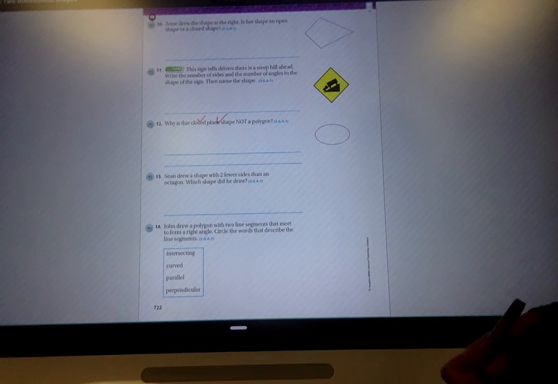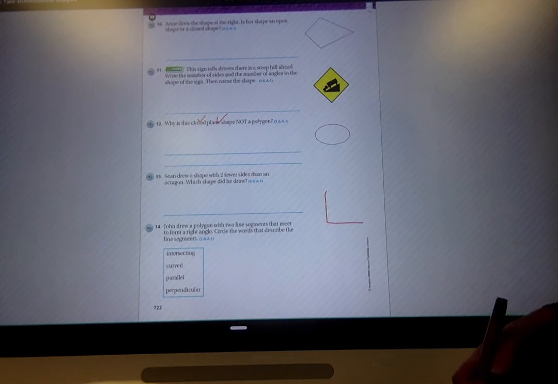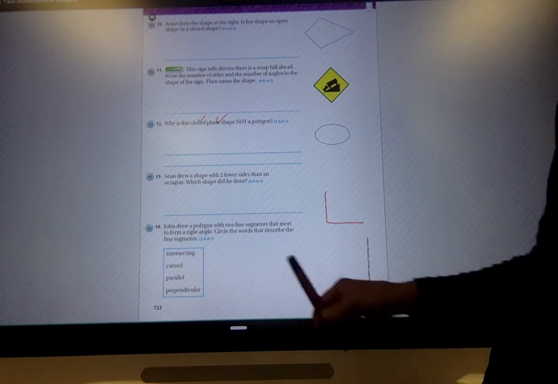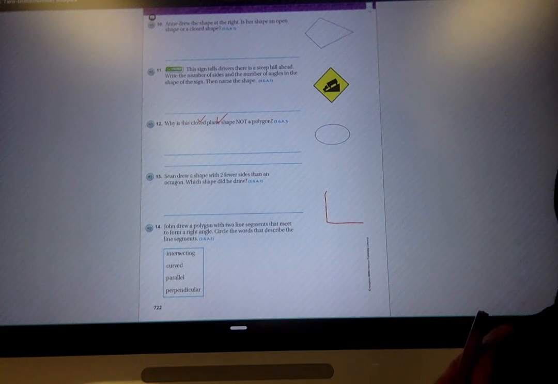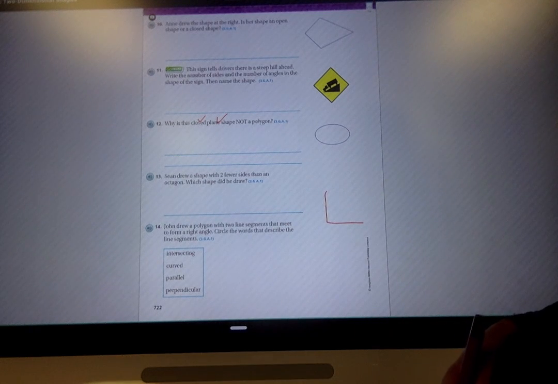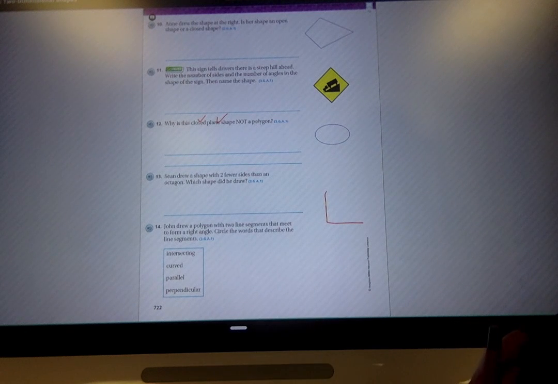Number 14, John drew a polygon with 2 line segments that meet to form a right angle. Circle the words that describe the line segments. Do they intersect? Are they curved? Are they parallel to each other? Or are they perpendicular to each other? You should circle 2 choices.